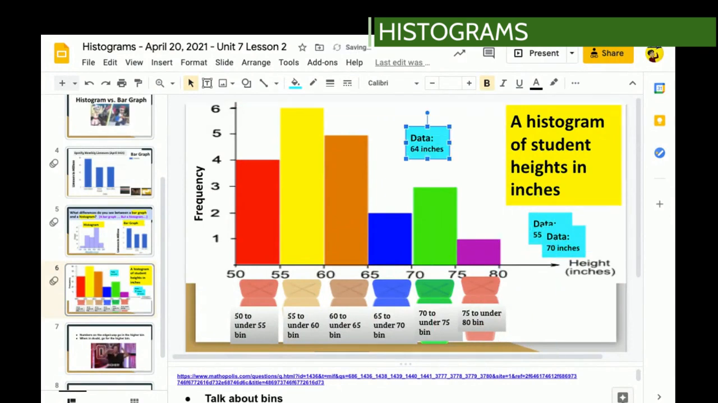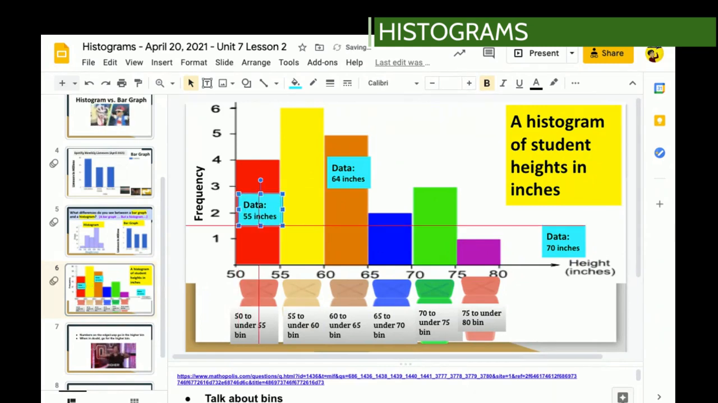Now, in class, we also talked about sorting data because that's what we're trying to do. So, for example, where would 64 inches go? Well, it would go here to 60 to under 65 because 64 is between 60 and 65. Okay. Now let's do some trickier ones. What about 55? Would it go here or would it go here? Red bin or yellow bin? I'll give you 5 seconds to take a guess.